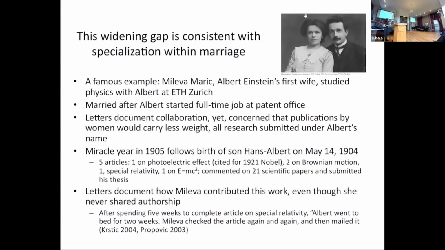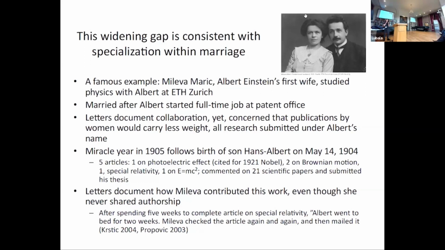So why is this? This is one of my favorite examples. This is Albert Einstein and his first wife. They studied together at the ETH. She had much better grades on all the written exams, but failed her final exam, was failed by the oral exam. So she failed on the oral, and she did not get a PhD. She married Albert once he could provide for her, and he got a full-time job at the patent office. And then they started collaborating during this period. There are lots of letters that document this collaboration.